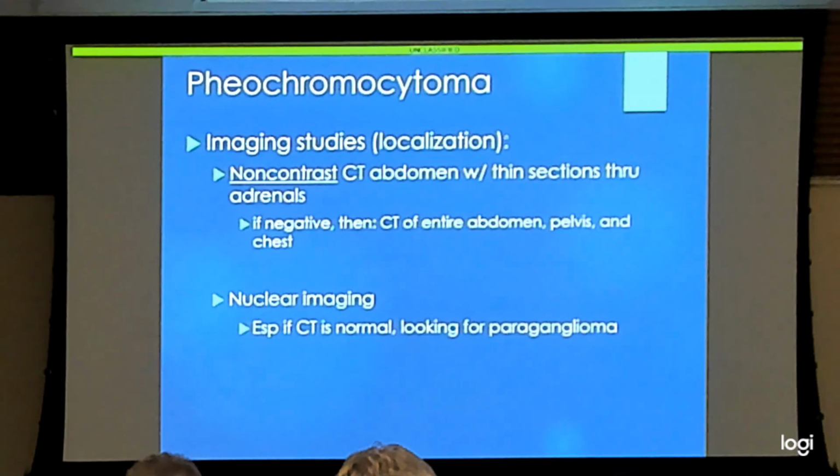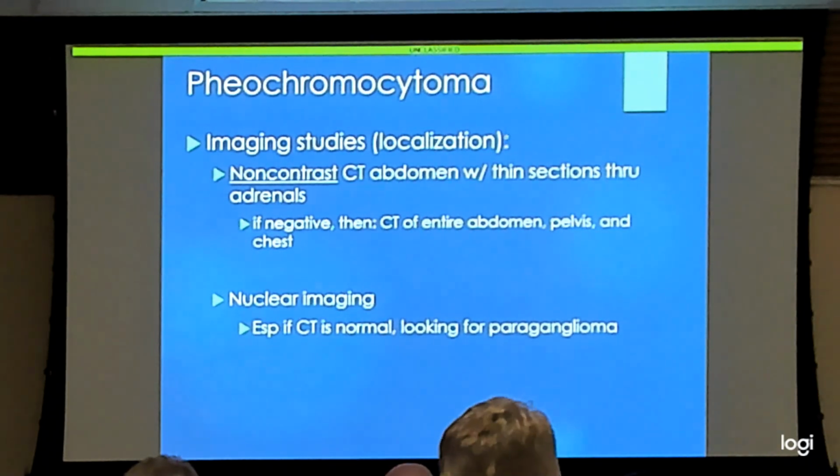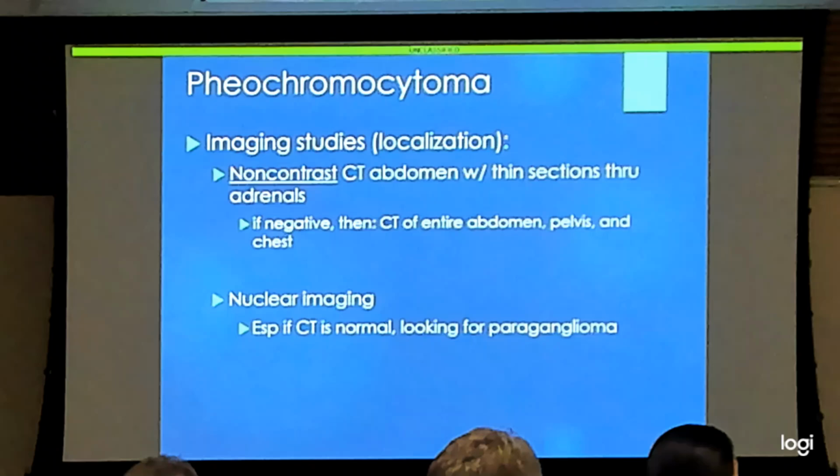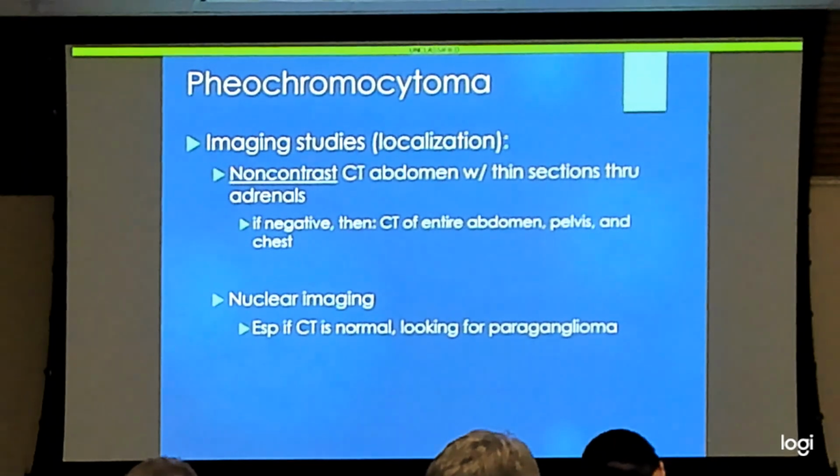If it's negative, you're not being tested on this one right here. If negative, then you have to use CT of the entire belly, pelvis, and the chest. The reason why, what do you think I'd be looking for then? Paragangliomas, exactly. That's the one that's in multiple places. Again, you're not tested on that. I just want to focus on the FEO, that's money.